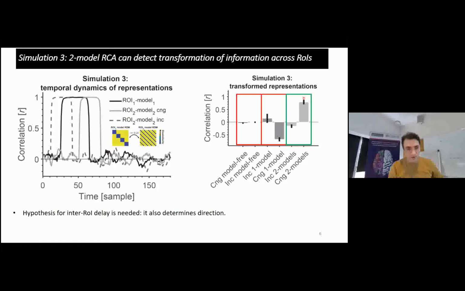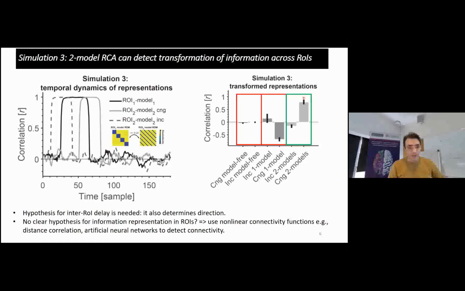So these results suggest that we can pick up information about connectivity, even if information is transformed from the first area to another, if you have hypotheses for the delay between the two areas, which also determines the direction of information flow. And what if we do not have clear hypotheses for the information which is dominantly represented across ROIs? In that case, it's better to use nonlinear functions which allow you to pick up a statistical relationship which is not necessarily linear between the source and destination areas.